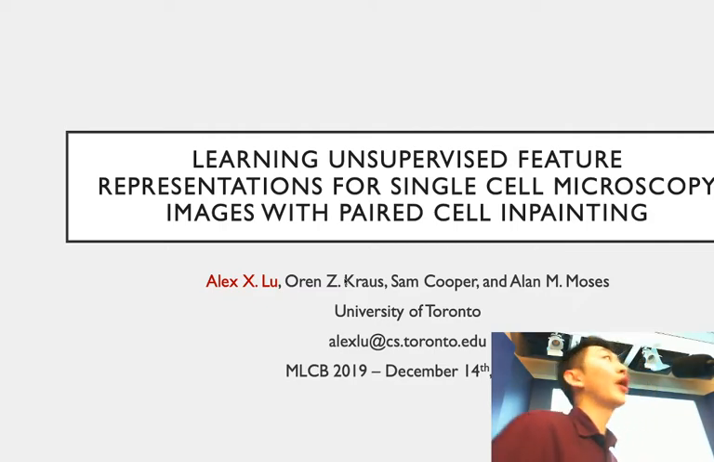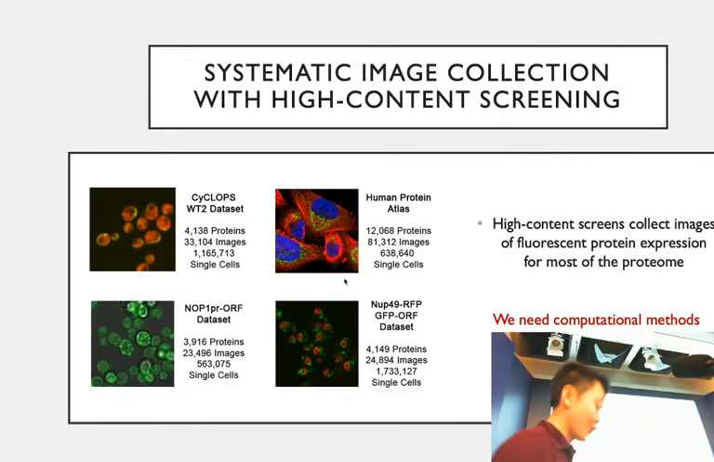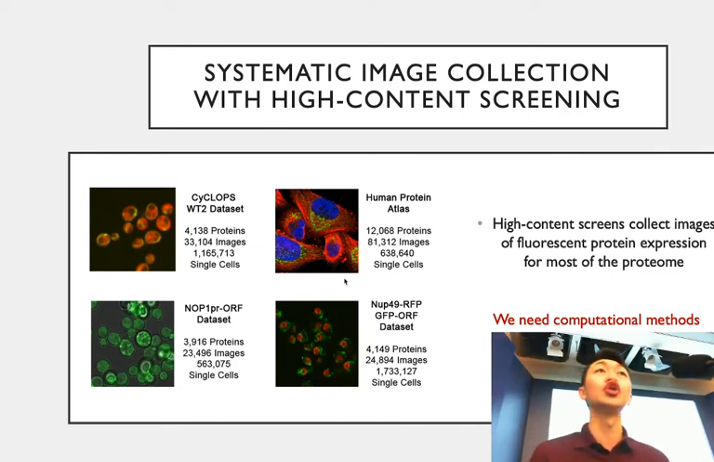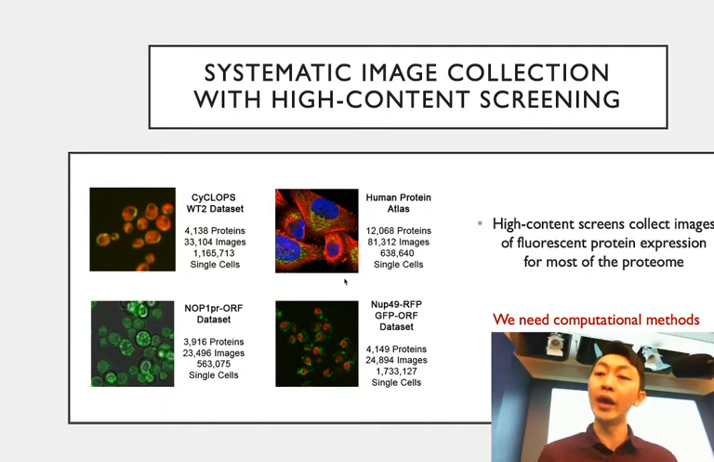So today I will be talking about some of the work that we've been doing with self-supervised deep learning to understand big biological image data. So this is what my data looks like. These are high-content screens that collect images of proteins for most of the proteome for various organisms. And these screens try to collect systematic data for as many proteins as possible. Each protein is tagged with 3 fluorescent proteins. So the green in these images shows the localization and expression of a particular protein, okay? And each image will show a different protein.